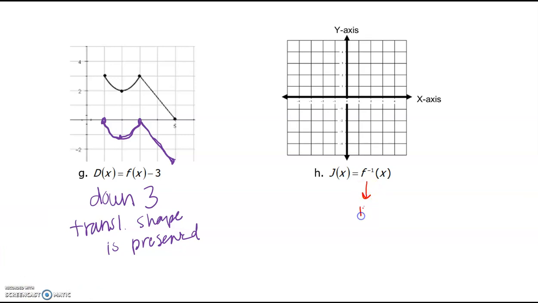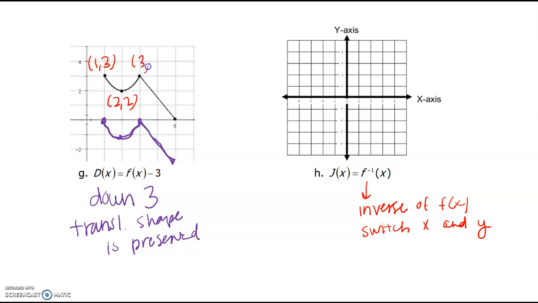And then H, we do need to remind ourselves what this means. This is asking for the inverse of f of x. And the inverse is basically going to switch our x and our y coordinates. So I don't have the original one plotted on here, so I'm going to go ahead and do that real fast. So I have my coordinates. And so for the original one, I'll go ahead and do that in black. I have at 1, 3, 3, 3, 2, 2, and 5, 0.